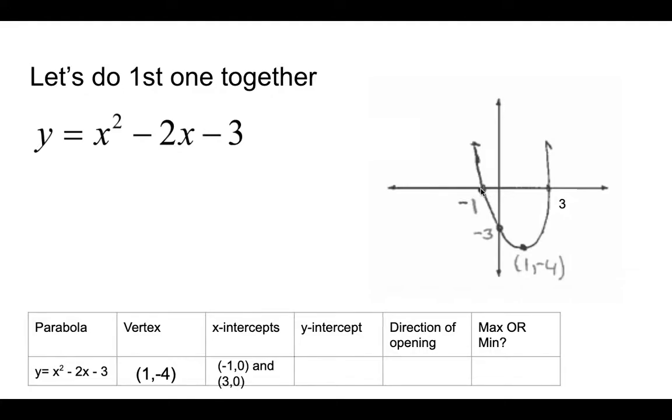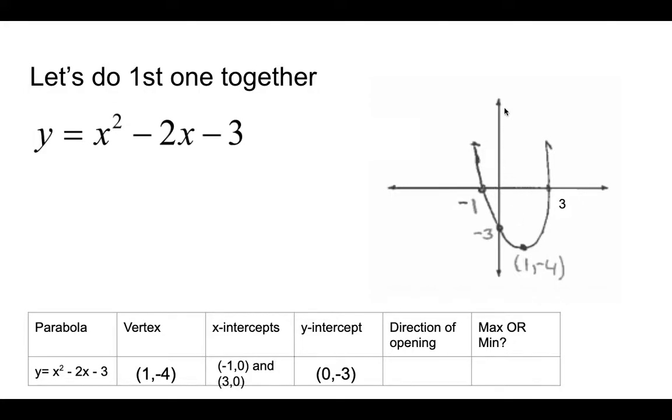So (-1, 0) and (3, 0) are your x-intercepts. Your y-intercept, x is 0 and y is -3. Direction of opening, that just means what direction is it opening? So this is the opening, right?